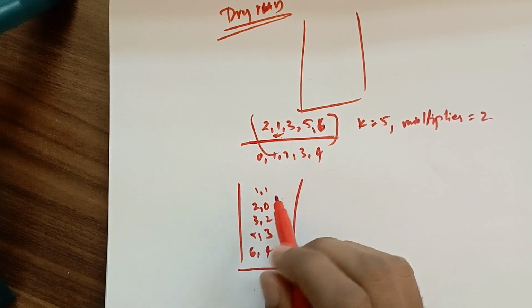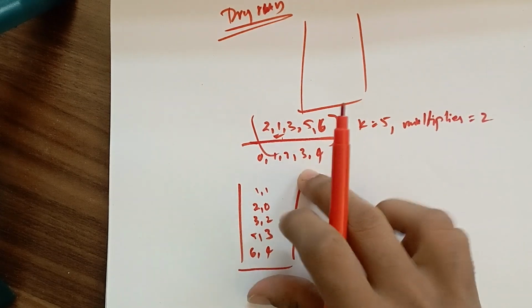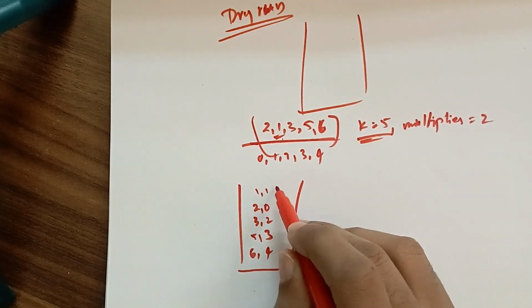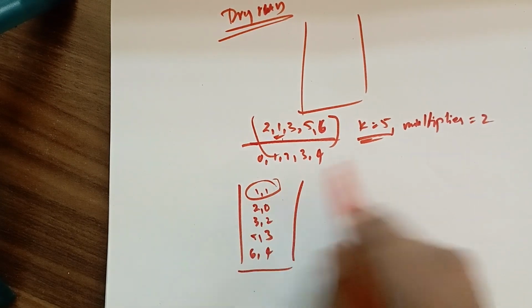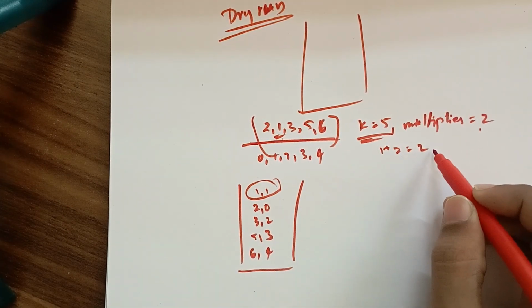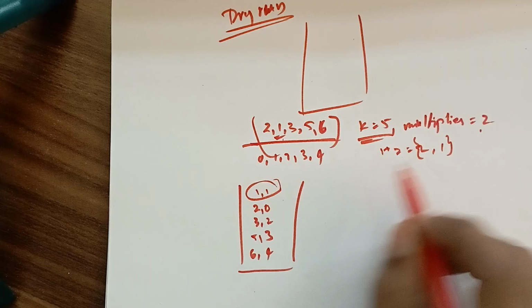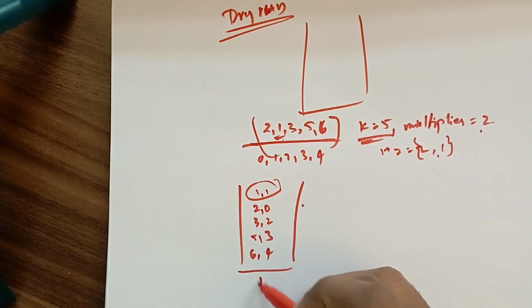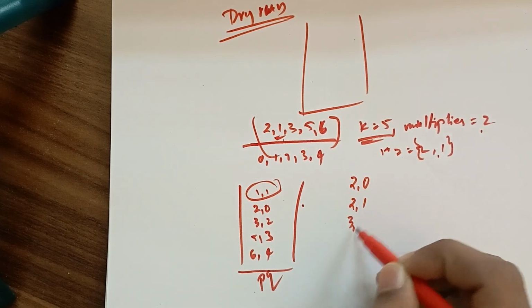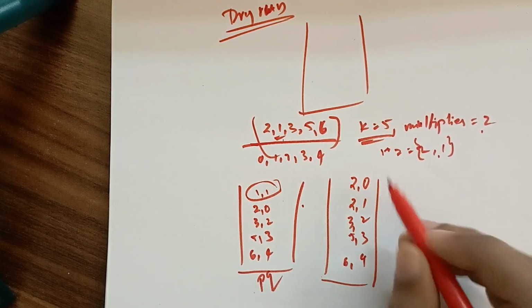Now we have completed taking all the nums into our priority queue. Now we need to do operations. K is equal to 5. We need to remove this 1 comma 1 and multiply it by 2. If you multiply 1 into 2 we will get 2, and the index is 1. Now we need to push that back into our priority queue. So 2 comma 0, 2 comma 1, 3 comma 2, 5 comma 3, 6 comma 4. In this way it will be stored.